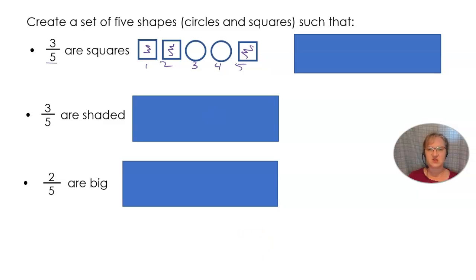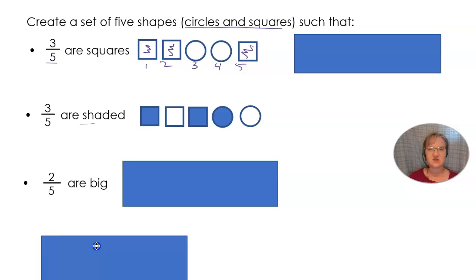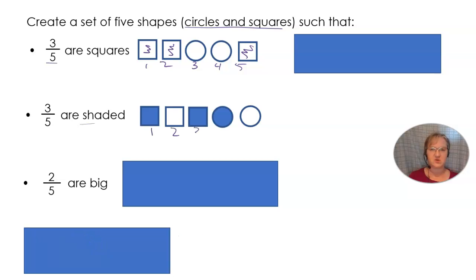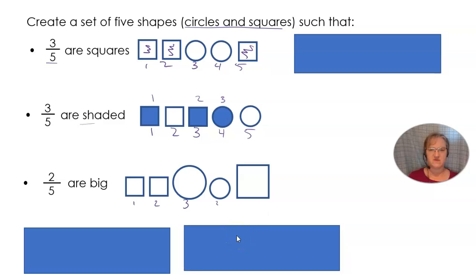In the second one, it says to draw 3/5 of the shapes are shaded. And remember, it still says to use circles and squares, but it doesn't say which ones have to be shaded. So let's see what's there. We still have 1, 2, 3, 4, 5 shapes, and 1, 2, 3 are shaded, and they are circles and squares. Here it's create a set of 5 shapes that are circles and squares such that 2/5 are big. So here we've got 1, 2, 3, 4, 5 shapes again, and 1, 2 that are big.